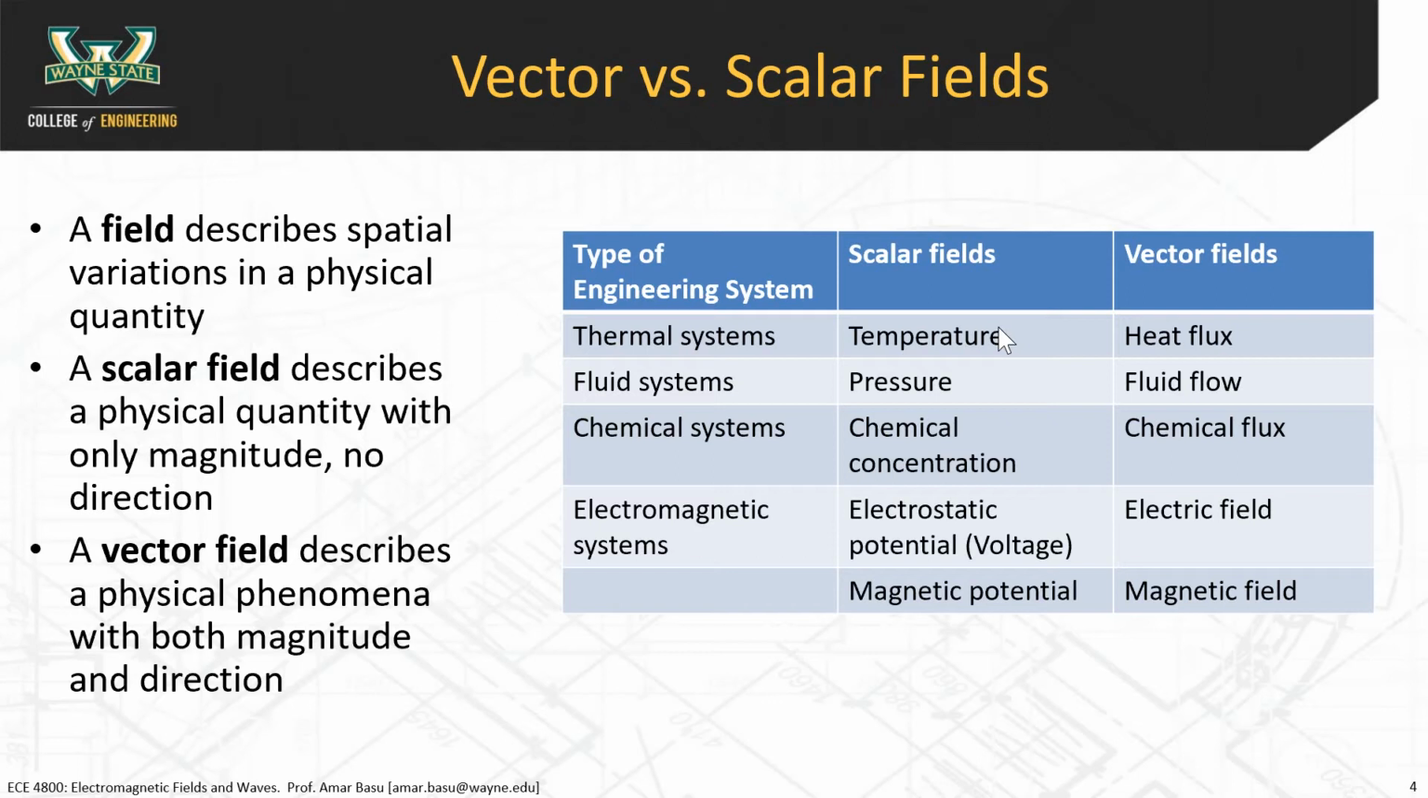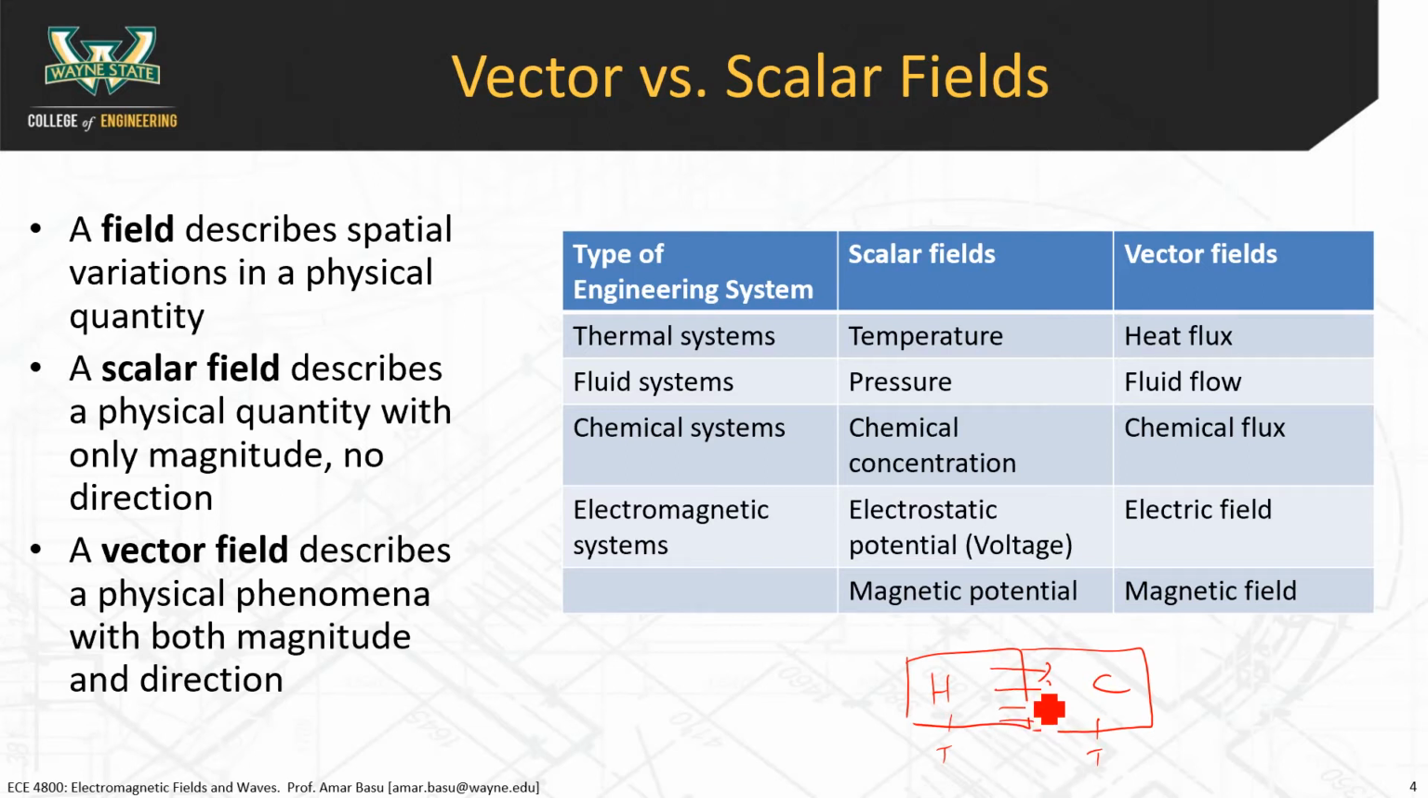By contrast, a vector field describes a physical phenomenon that has both magnitude and direction. So the example in a thermal system would be something like heat flux. For those of you who aren't familiar with heat flux, there's this fundamental relationship of heat conduction: if you have a hot zone, and then you have a cold zone next to it, heat flows from hot regions to cold regions. So this region might have a certain temperature, this region has another temperature which is less than that, and then heat flows from hot to cold.